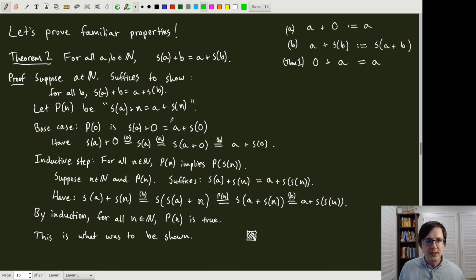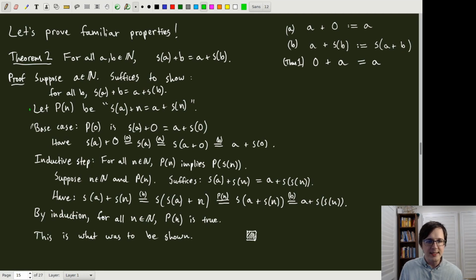What we are going to do is have p of n be the statement: the successor of a plus n is a plus the successor of n. So it's this internal part of this for all statement, but with n in place of b. So now we have what our p is.